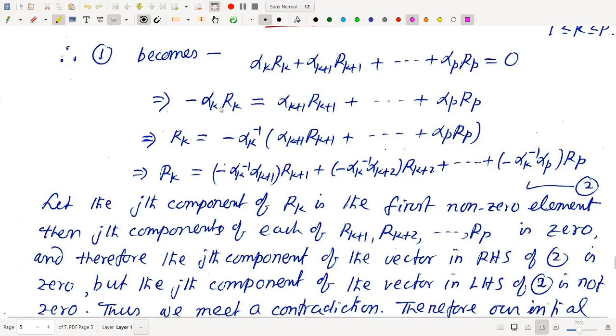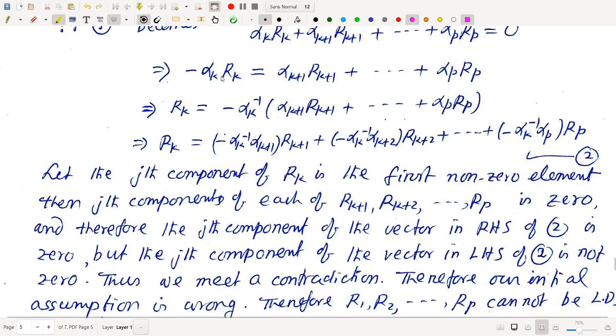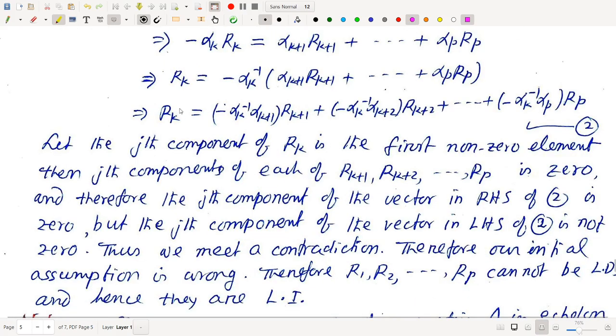Now alpha k is not 0, so if we change sides, it is minus alpha k Rk equals alpha k plus 1 Rk plus 1 plus ... plus alpha p Rp. Now alpha k is not 0, so it will have an inverse, a reciprocal, as a real number. So Rk equals minus alpha k inverse into alpha k plus 1 Rk plus 1 plus ... plus alpha p Rp. Now scalar multiplication is distributive, so you can distribute.